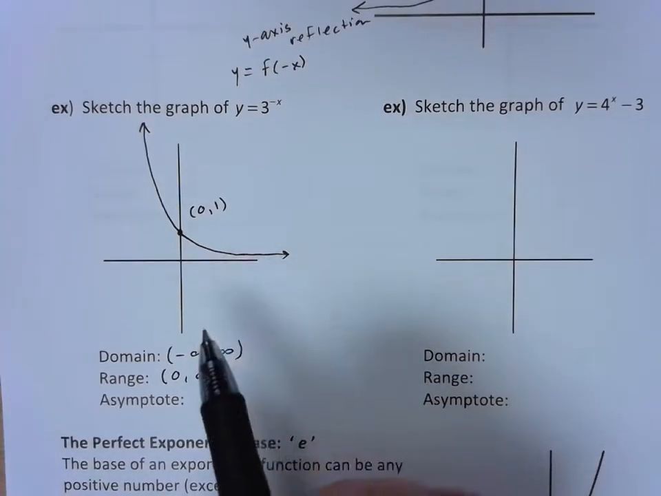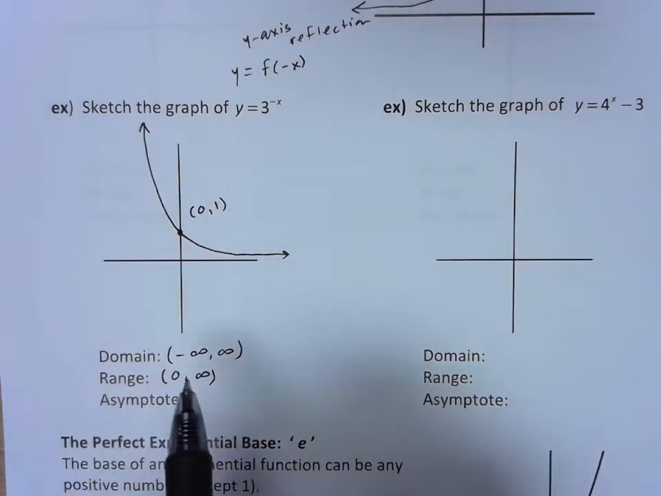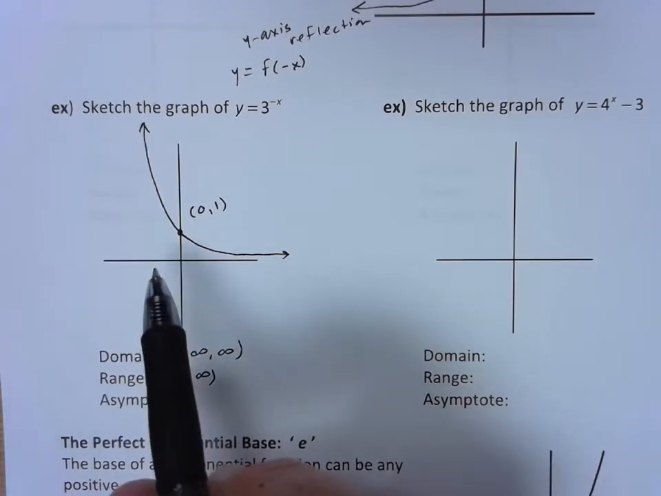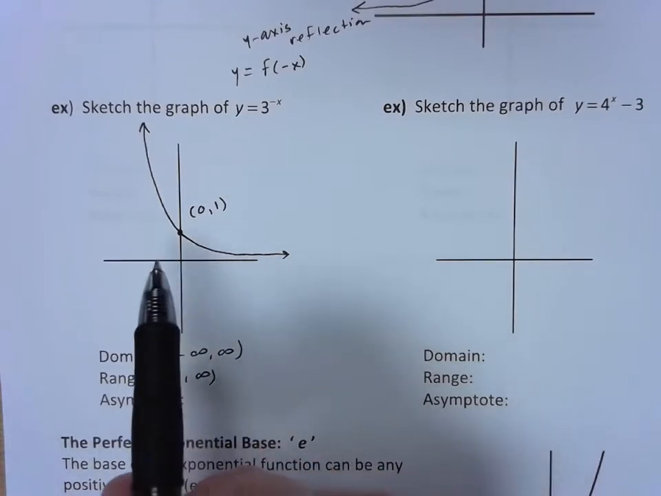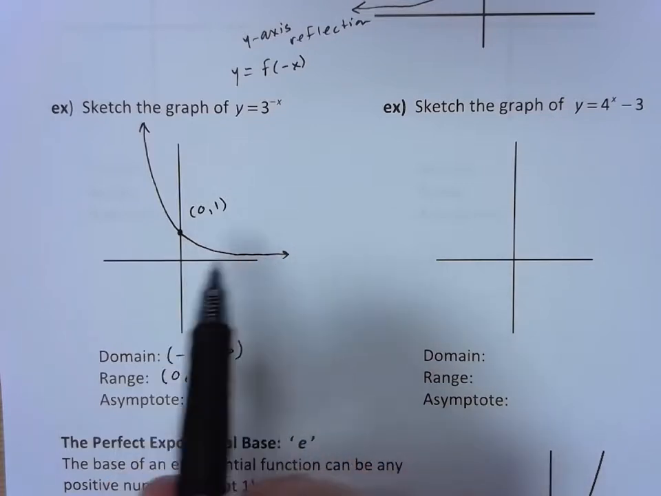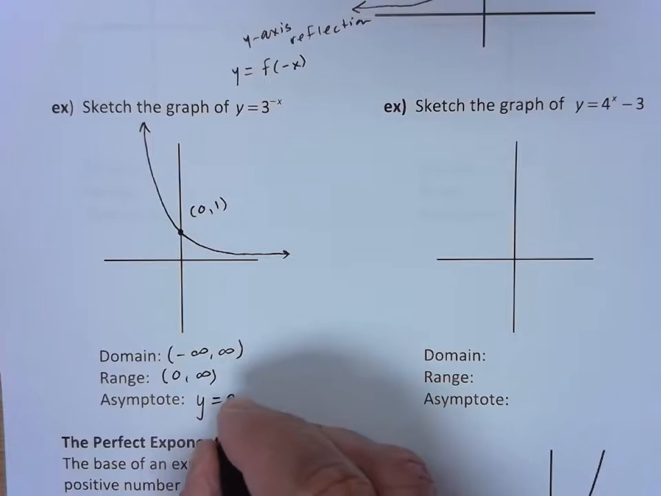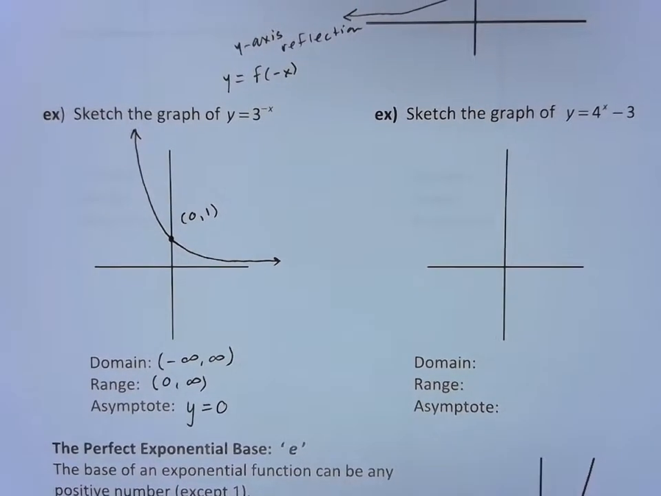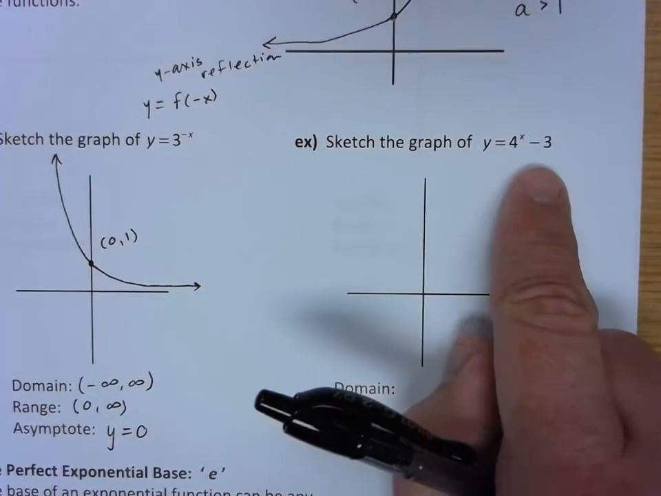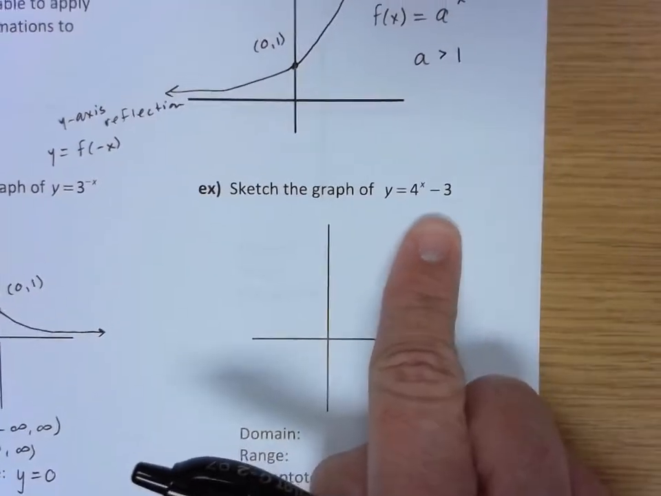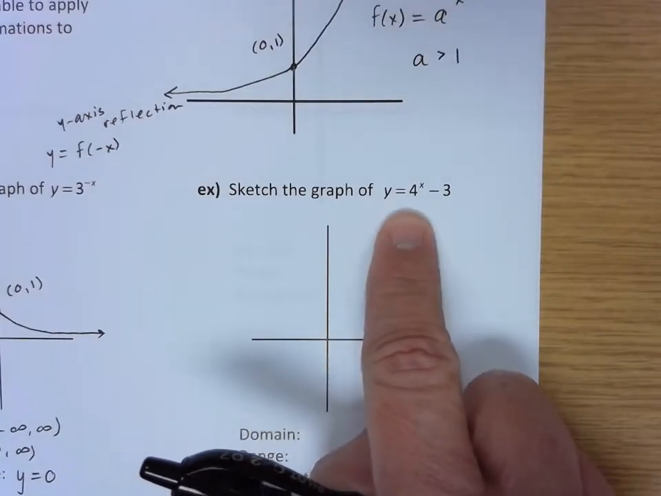So even though the graph was transformed, the original domain and range of an exponential function still applies, and the asymptote is still in the same position. The horizontal asymptote for this function is at the x-axis, so that means the equation for the asymptote is y = 0. Okay. The transformation involved here, you're asked to sketch the graph of y = 4^(x-3).